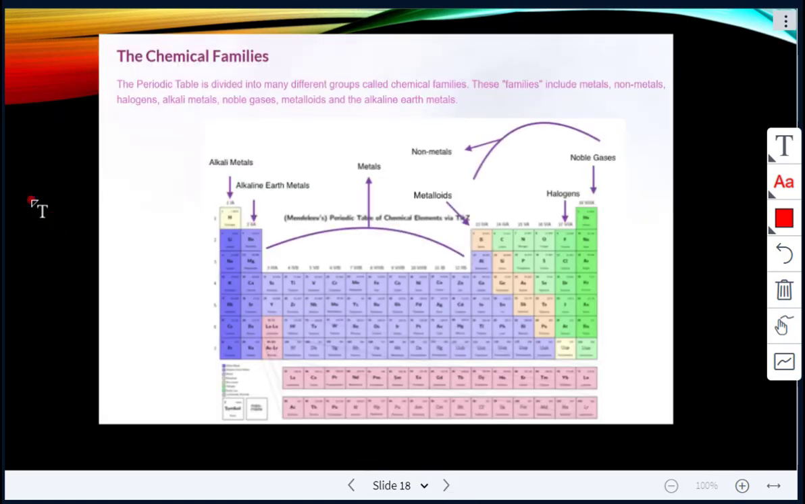Here is another figure showing those chemical families or groups that we just talked about. They're all labeled here: alkali metals, alkaline earth metals, halogens, noble gases, nonmetals, metalloids, and then metals.